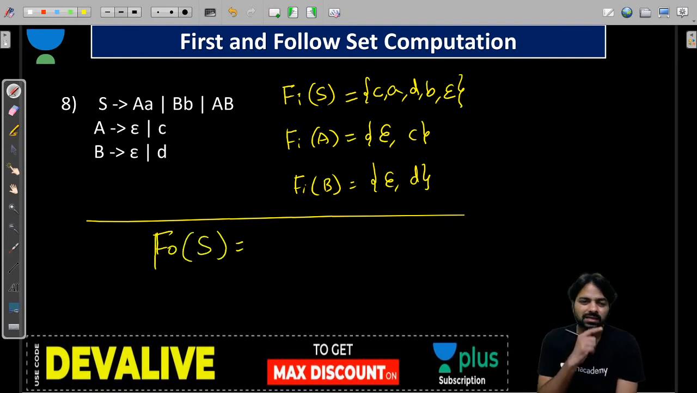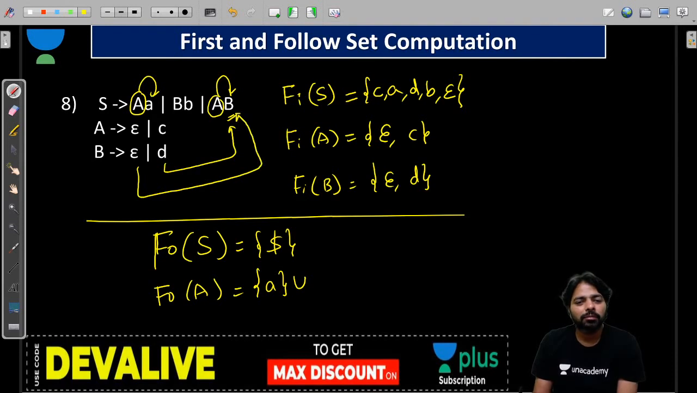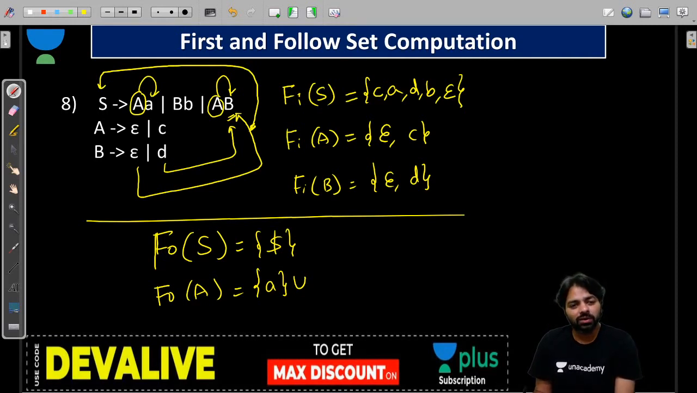Follow of S. S is not present in the RHS side, so simply dollar. Follow of A, yes, capital E is there on the RHS side. One, two, one small e, union. And first of B, so d will come, and when epsilon comes, because of epsilon, you require to depend on S. So you will get follow of A is equal to d union, because capital B can give epsilon, follow of S, that is a, d, dollar.